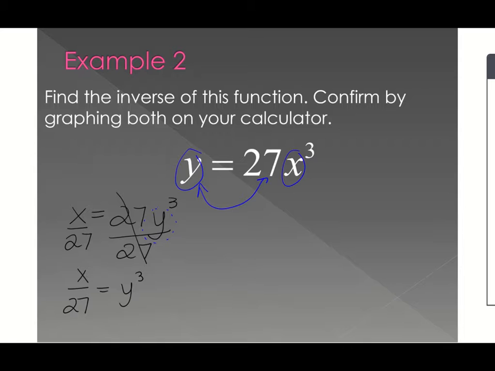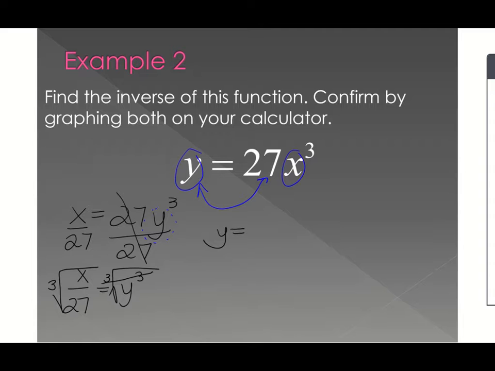Well, if we remember back to our radical unit, in order to get rid of a square, I took the square root of both sides. So in order to get rid of something cubed, I need to take the cube root of both sides. So I'm going to take the cube root, I just have an index of 3, out in front of both sides. So the cube root and the cube go away, and I'm left with y.